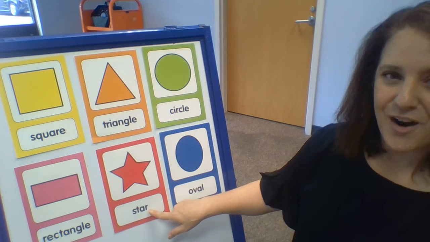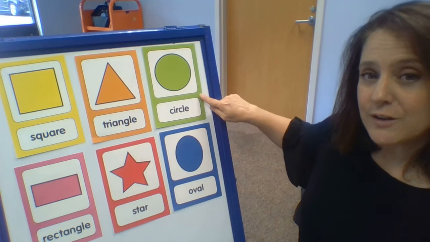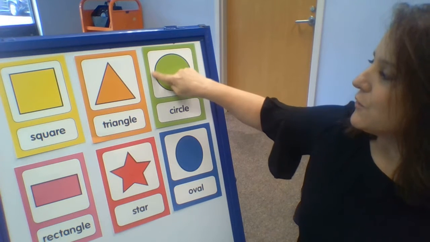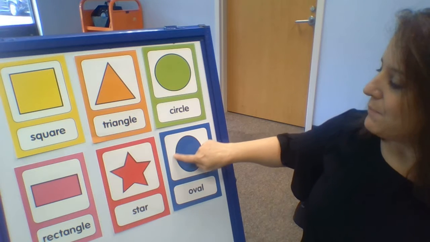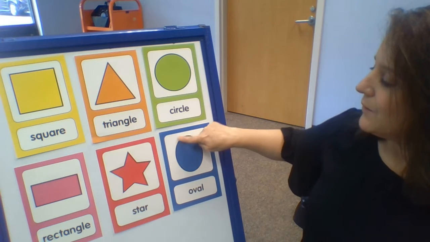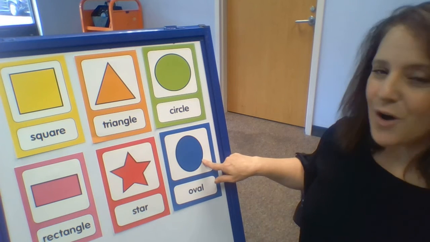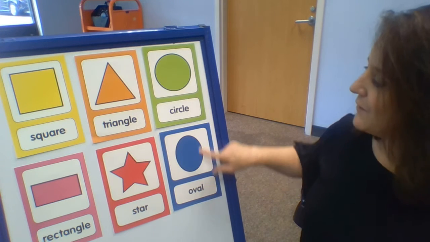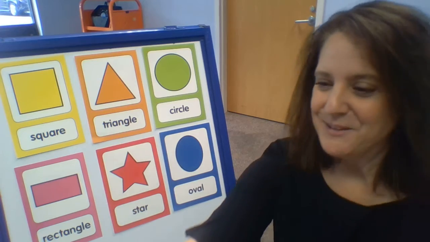A star. And this shape over here, this one looks like the circle, but it's a little different. The circle is round like this. And this shape is more like an egg. It goes a little higher and lower. Does anybody know what that's called? That is called an oval. An oval. So it looks similar to the circle. So those are some different shapes.